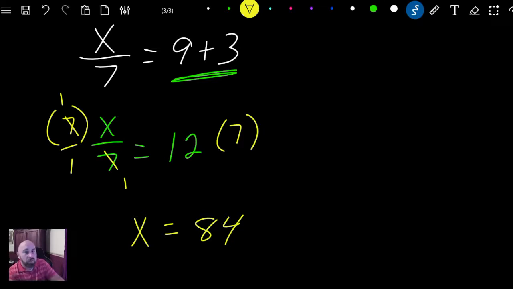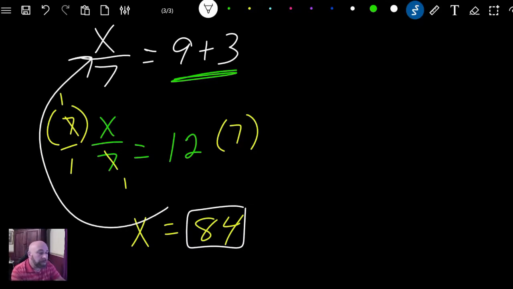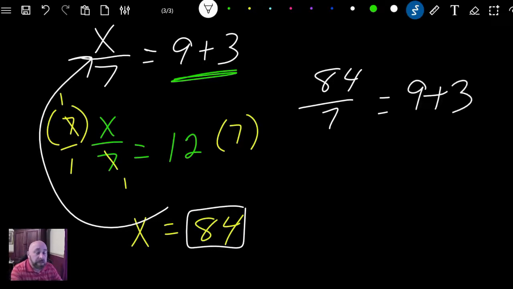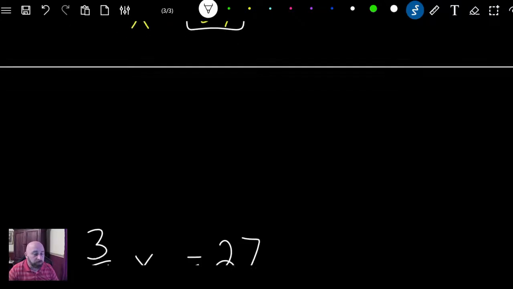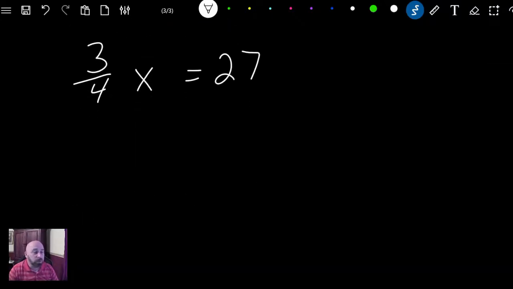Now, what you do is you plug it back in. All right, so I take my 84 and I plug it back in where the x was. So now I have 84 over 7 equals 9 plus 3. 84 divided by 7 is 12, and 9 plus 3 is also 12, and so it checks, and I am good to go. All right, let's do one more here real quick. And I like this one because I'm going to show you two different ways to do this real quick here.